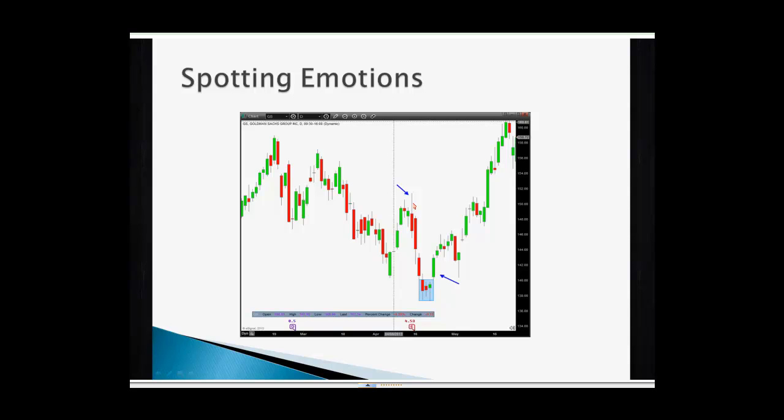Two spots where we really could detect emotion quite obviously if we knew what to look for, and that's the key here. If you know what to look for, and I'm going to go over some of these things today, it's very possible to not necessarily pick the top or the bottom of a trend, but to get close enough to be able to pick off a few percent, at least in an immediate term, top or bottom of a range or of a swing.